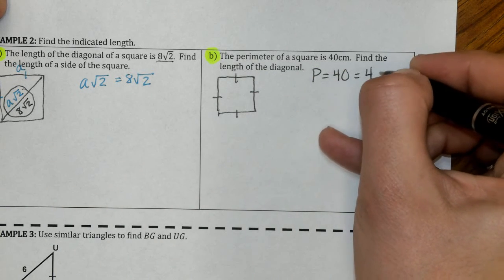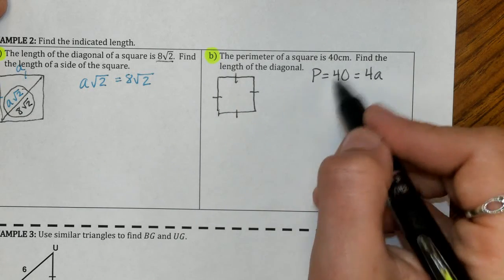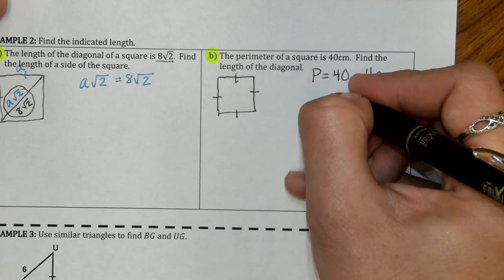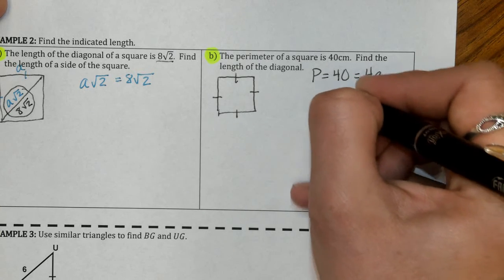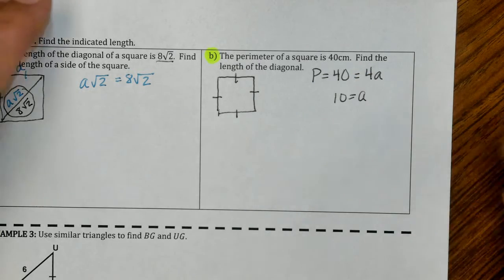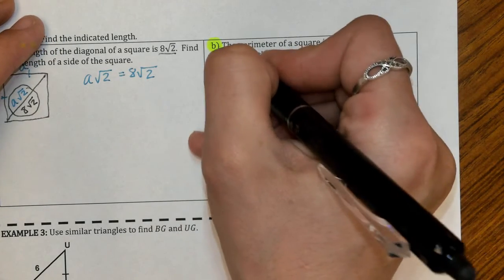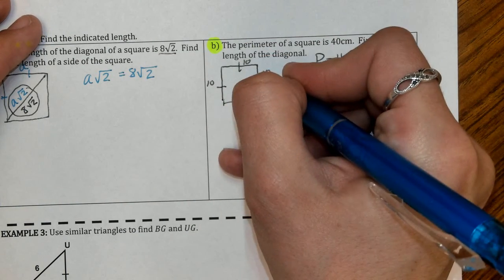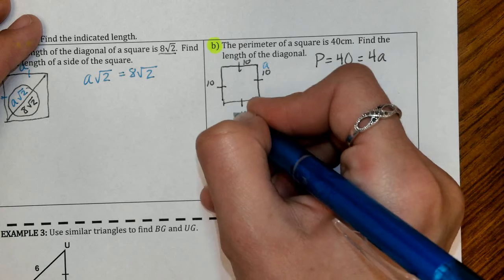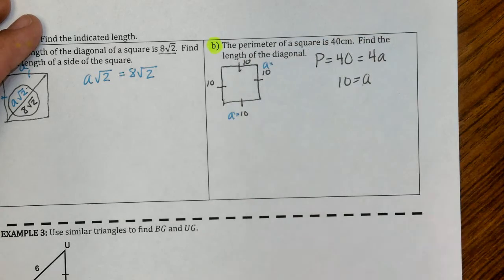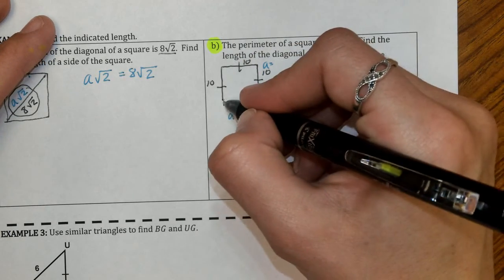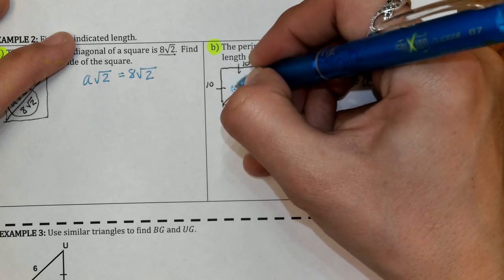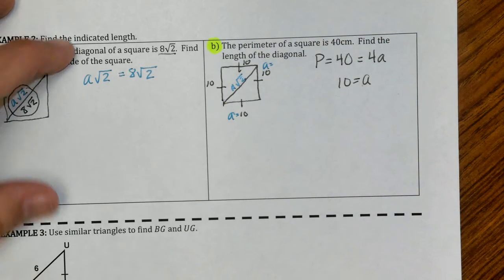So 4 times A is going to give us that perimeter, 4 times each side. So we're going to find out that A is going to equal 10. So we have 10 on each side. All right. So we now also know that A is going to equal 10 because those are our legs. So we want to know the length of the diagonal. Again, this being A square root of 2.